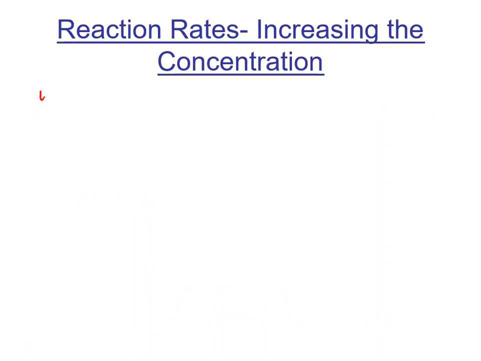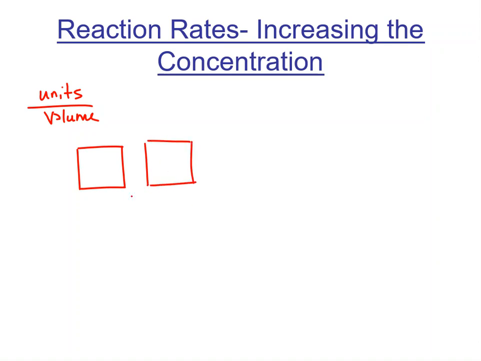Concentration is units per volume. So more concentrated means more units in the same volume. So let's go ahead and draw 2 two-dimensional squares here. And they both have the same volume. In the box on the left, I have 1, 2, 3, 4 reactant particles. And in the box on the right, I have 1, 2, 3, 4, 5, 6, 7, 8, and so on. Let's do a whole bunch of them. So let's go ahead and call this one box A and this one box B.